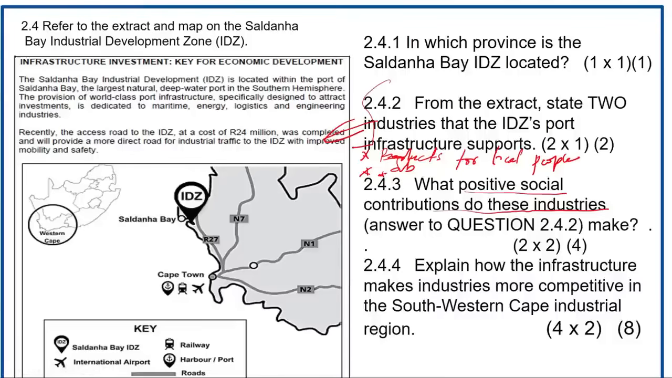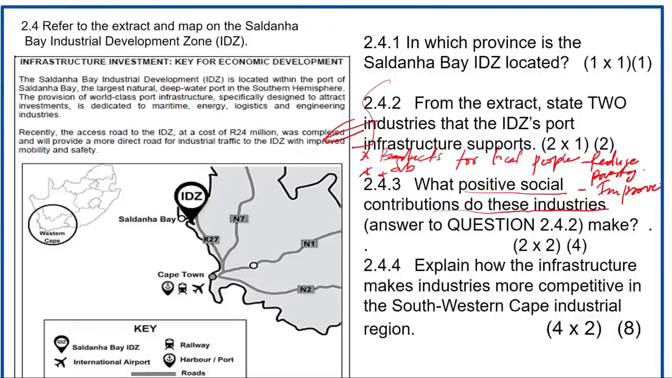What is the importance of the IDZ? It's going to reduce poverty. Now, if it reduces poverty, what does it do to the quality of life for people? It's going to improve the quality of life for people. So, these are the concepts that you need to know about the importance of the IDZ.